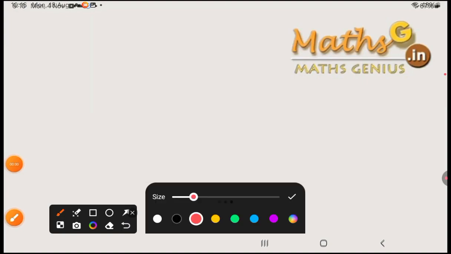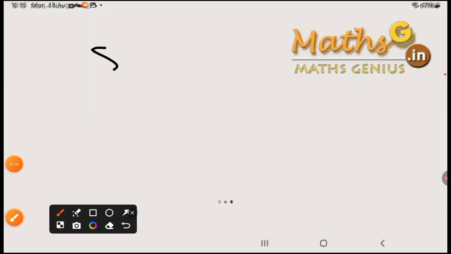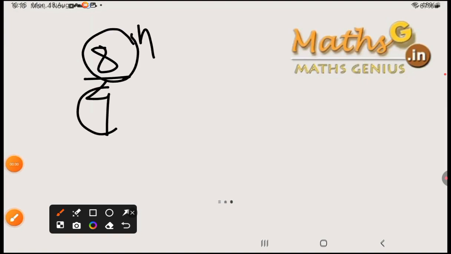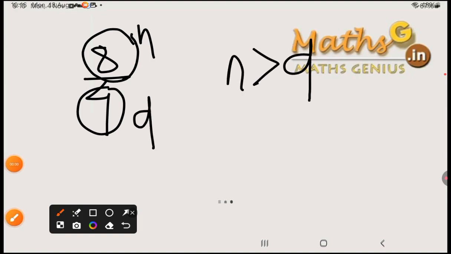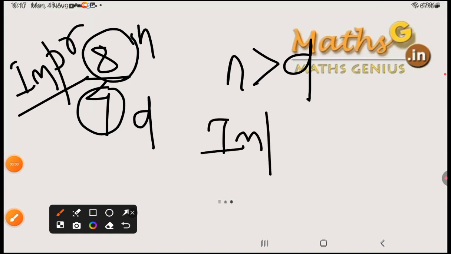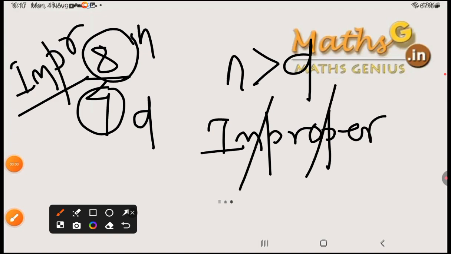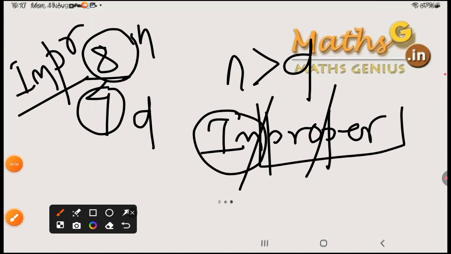Then let's talk about, suppose we have a number 8 by 4. We were discussing that this is the numerator, this is the denominator. The numerator is greater than the denominator. So, is it a proper fraction? No, it is an improper fraction. Let me write the full word. Till now I have not written. Improper, which is the antonym of proper. Proper fraction is where the numerator is lesser than the denominator.